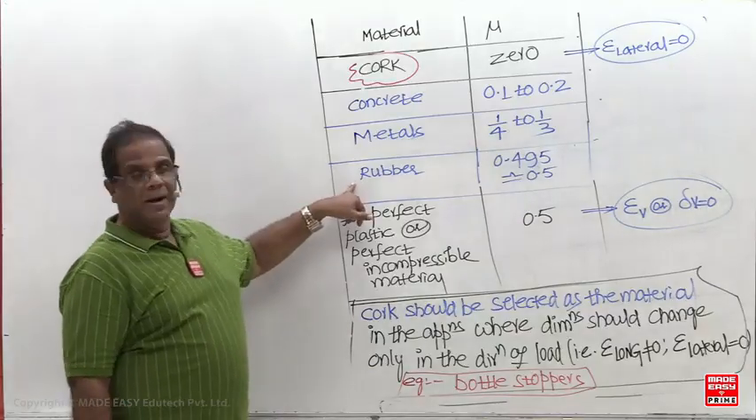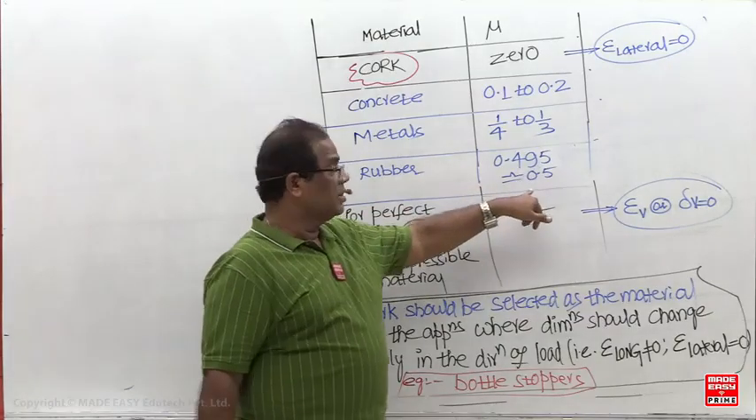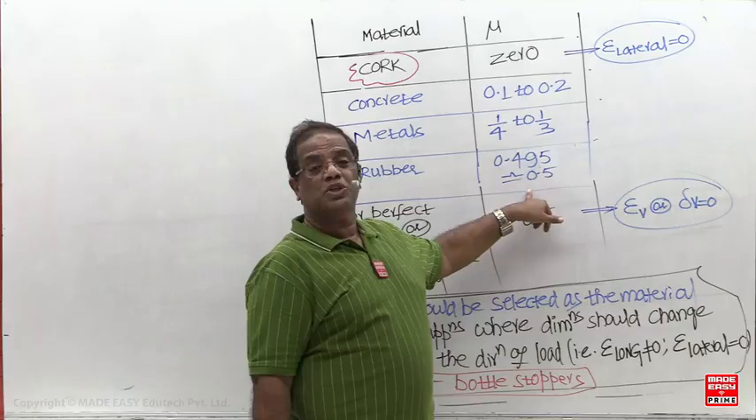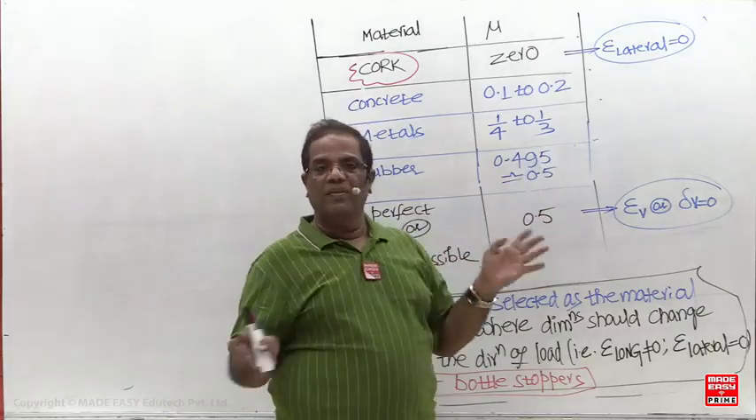Then rubber. In all the textbooks they are writing the Poisson's ratio as 0.5. It is not 0.5.